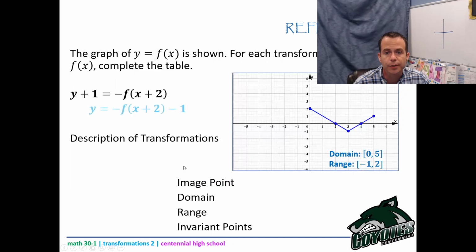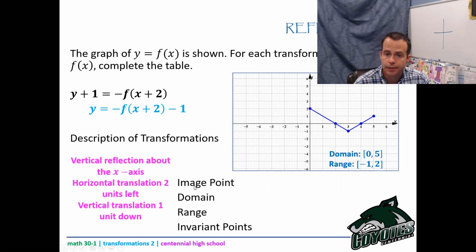Okay, and so the statements that you should read, first of all, I brought my 1 over, just so I had y equals by itself. And now I've got a vertical reflection about the x-axis, a horizontal translation 2 units left, and a vertical translation 1 unit down.